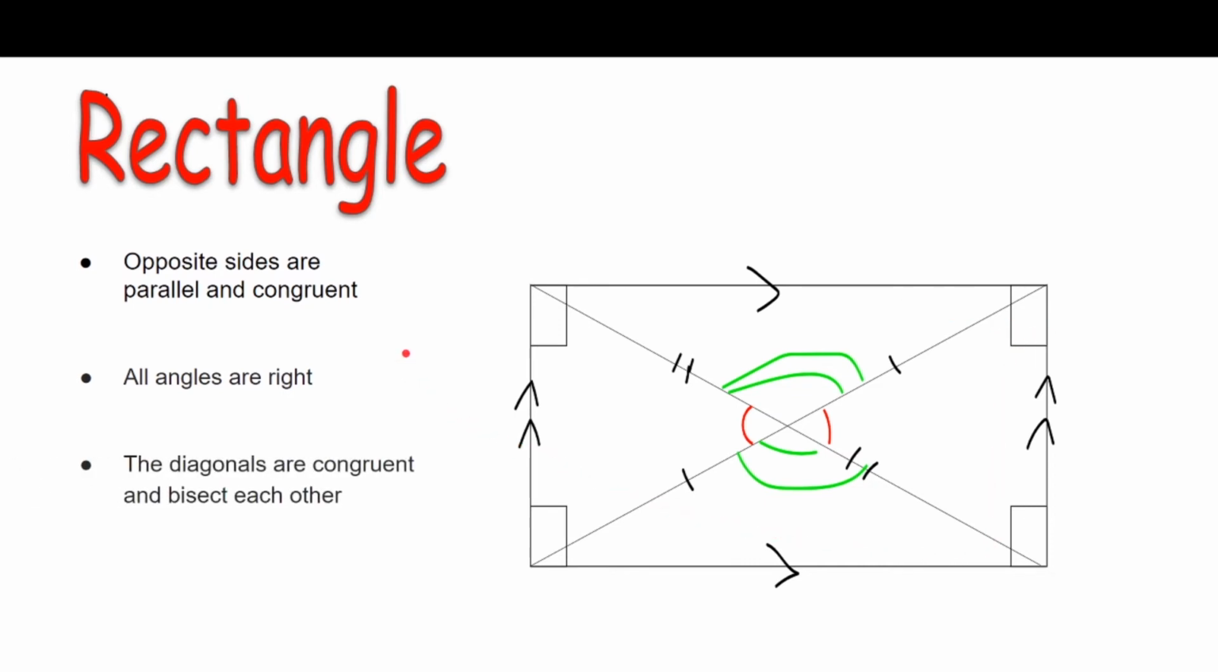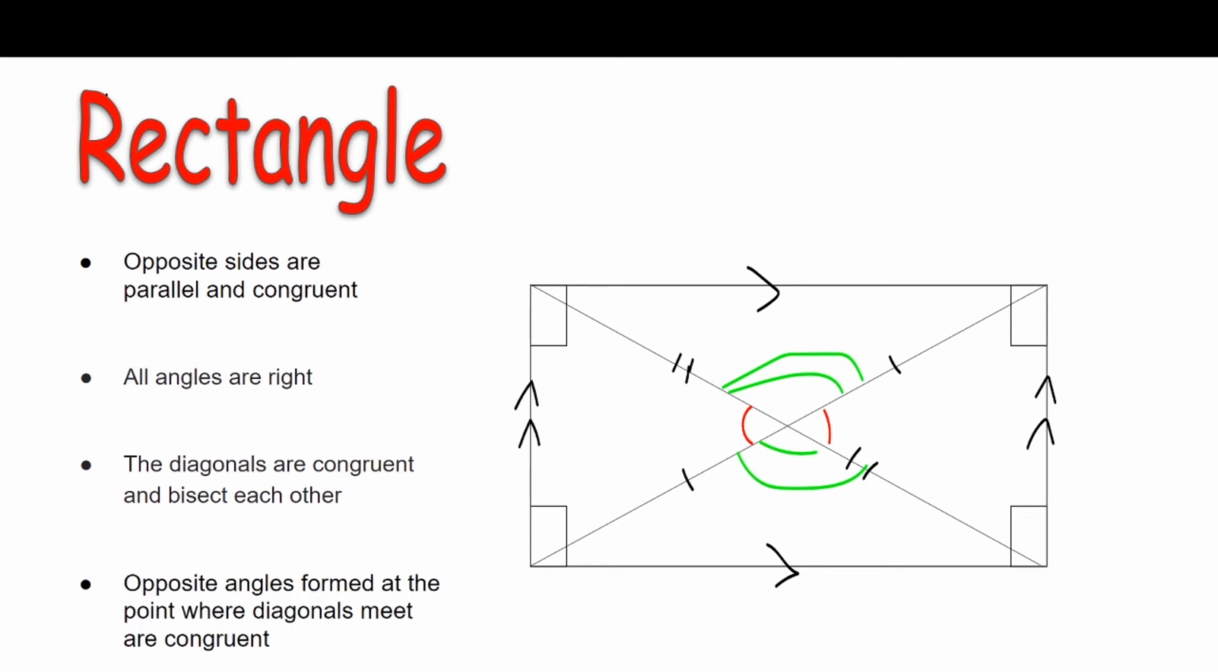The diagonals are congruent and bisect each other. So each diagonal, from here to here and from here to here, is the same length. They're both congruent. And then they bisect each other. Since they bisect each other, that means each portion of the diagonal is also congruent, and these are all the same length. You can visually see that if the rectangle is drawn to scale.